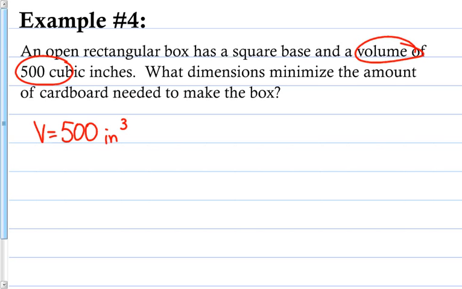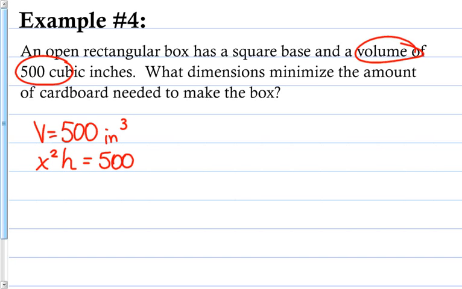Again, it's a rectangular box with a square base, so I can use the same exact formulas as before. The volume formula that we were using: the length and the width were x times x, and then the height was just h. And that equals 500. Let's see what else they told us.